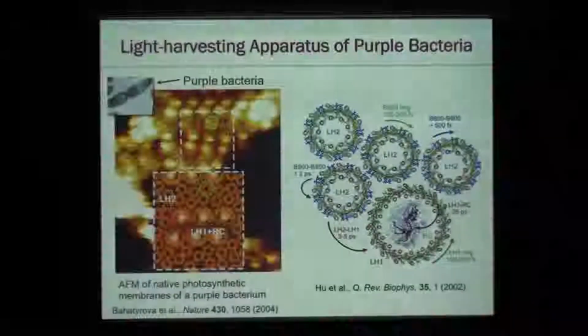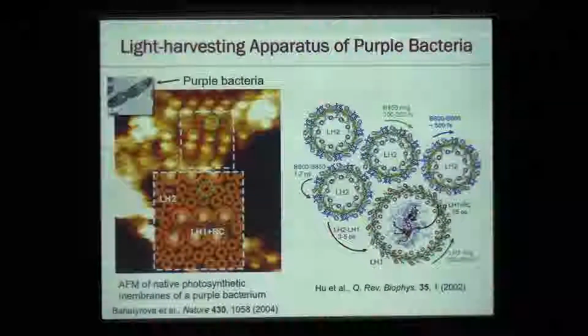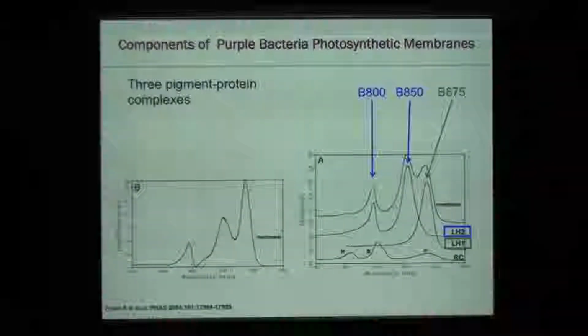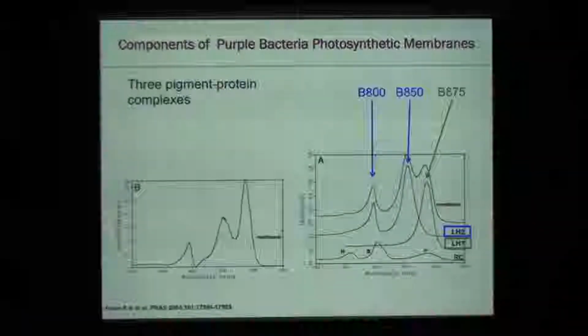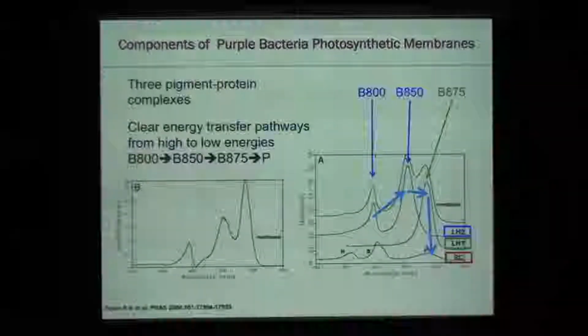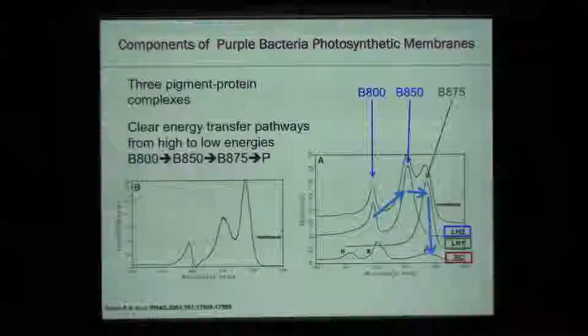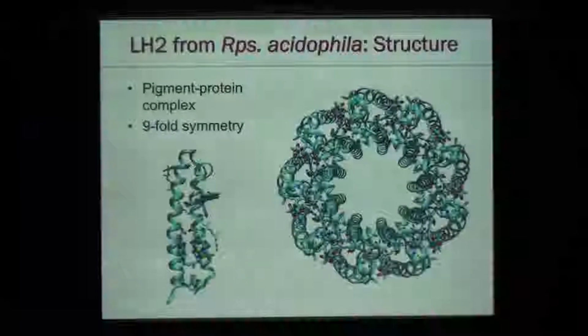Maybe let's go back here. So this B800 outer ring to B850, B850 to B875, and then to the reaction center. Okay, so a very well developed funnel that facilitates the energy transfer. And then to the reaction center, the position at the reaction center called the special pair here.